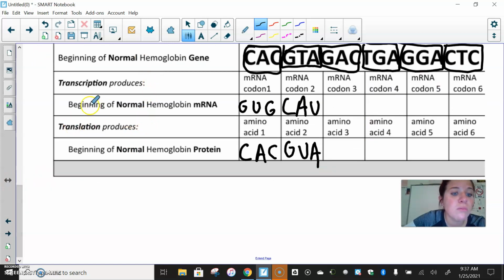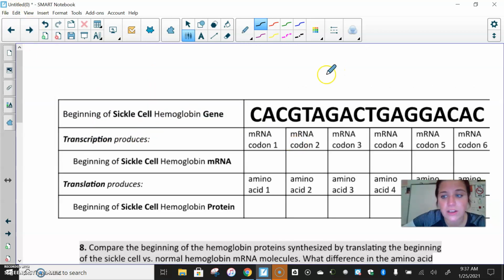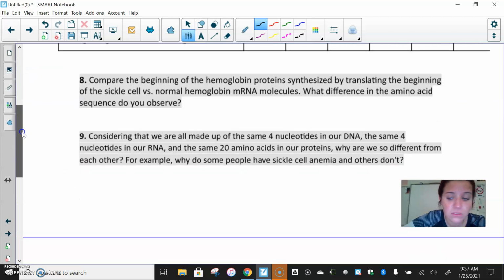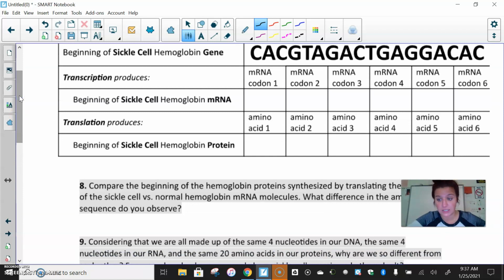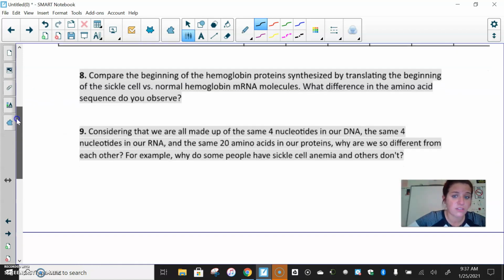So that's normal red blood cells. Now with sickle cells, you're going to do the exact same thing, but you might see a slight change in your DNA, which in turn is going to lead to changes in your protein. And then you're going to compare the beginning of the proteins versus the end. What is the difference here that leads to that different trait? What is going to give us the misshapen red blood cells?